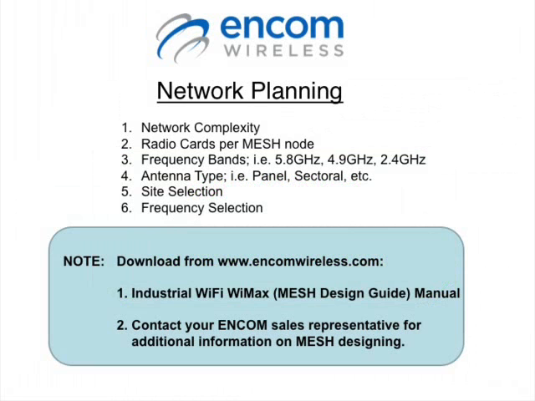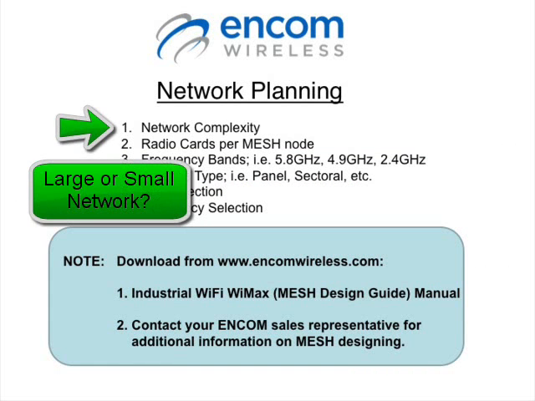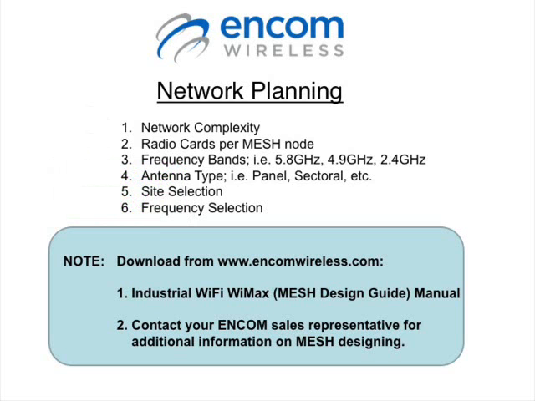Now, there are 6 main components that deal with network planning of a mesh network. The first one is going to be your network complexity. Are you going to have a small mesh network or very much a large mesh network on there? The second thing, again, will be deciding upon the number of radio cards per your mesh nodes. The third component would be the frequency bands that we're going to be operating in, either 5 gigahertz or 4.9 gigahertz, followed by our antenna selection, as well as site selection, and having proper frequency separation between each of these mesh nodes.